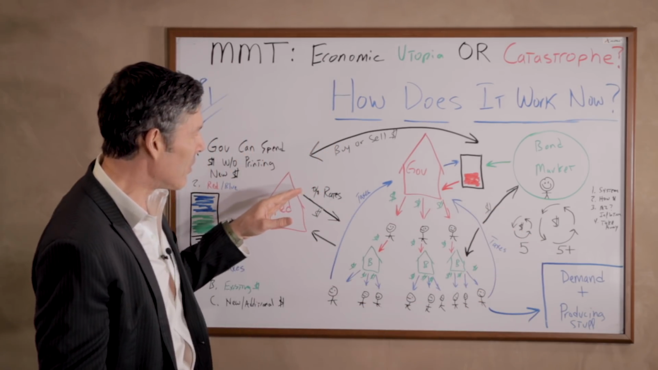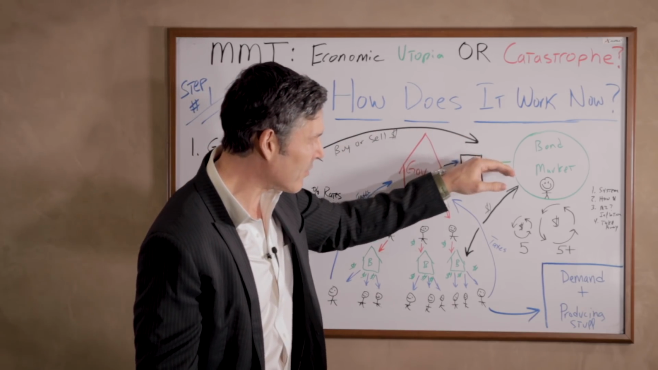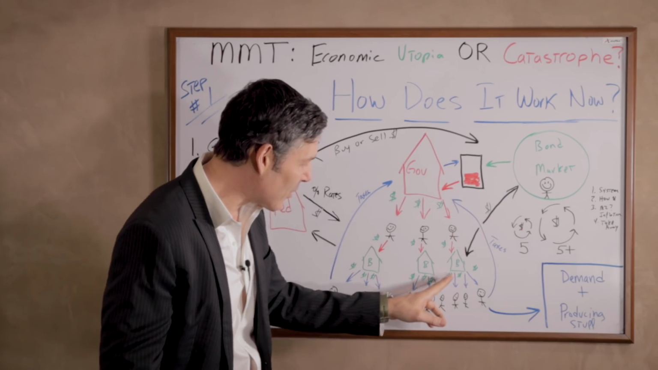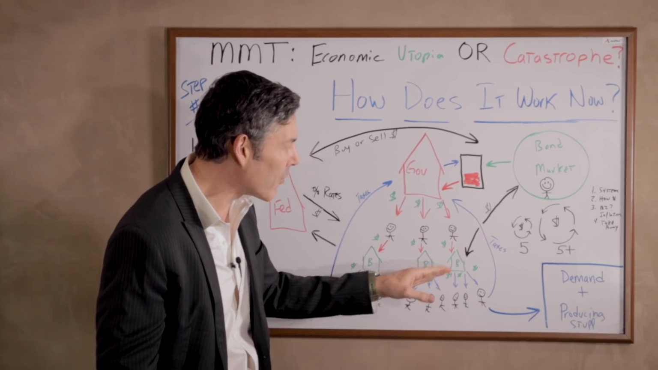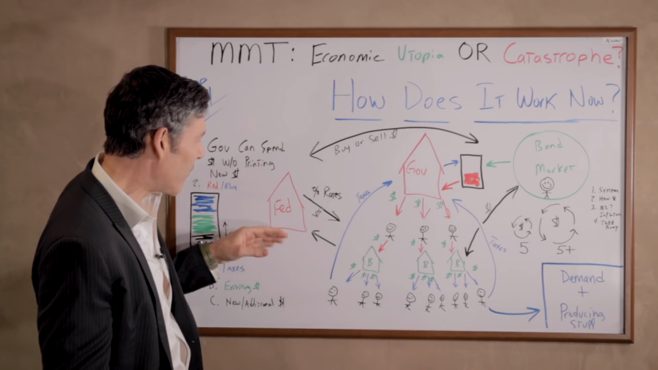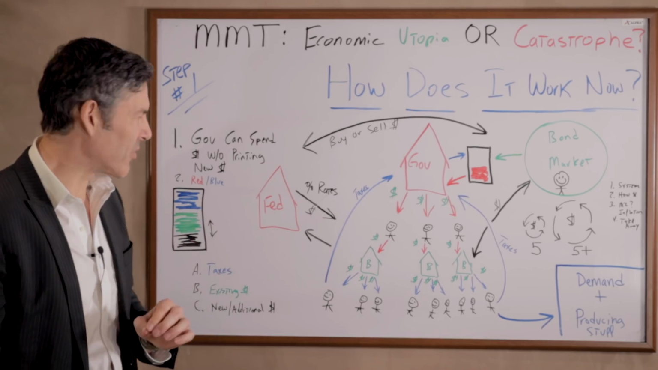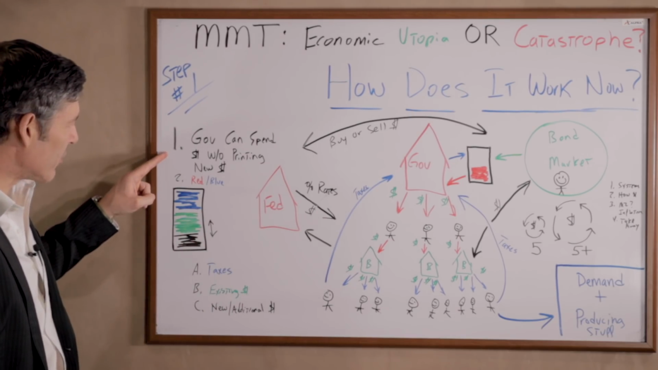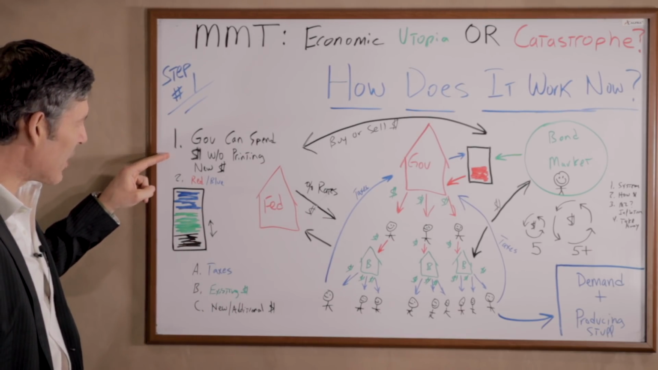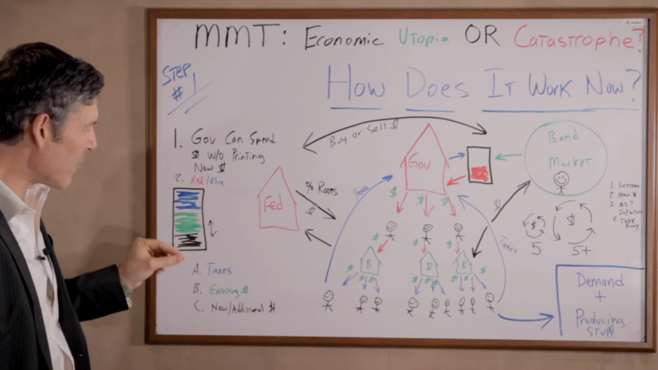They can do the opposite. They can go into the bond market and sell their bonds. And that means this person has to take money from their bank account or out of the banking system and give it to the Fed to buy those bonds. And then the Fed basically incinerates the money. So there are two key takeaways from step number one. First, the government can spend money without the Fed having to print new money.